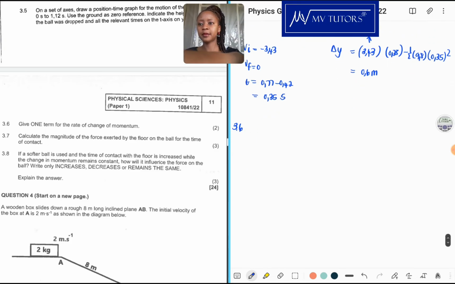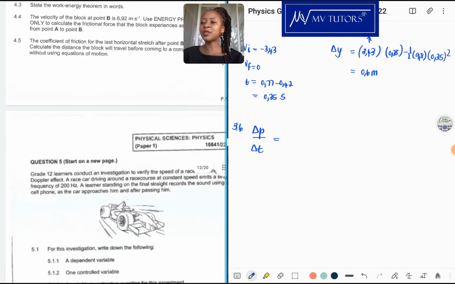Okay, so it says give one term for the rate of change of momentum. If they mention rate, momentum is P, which is mv. So the rate of change of momentum is delta P over delta T. That's what they're asking. What would that be?